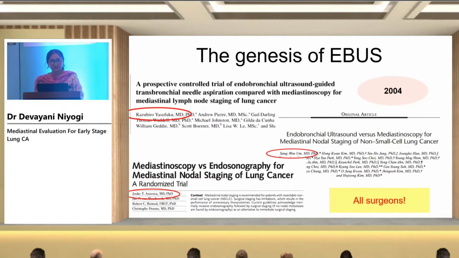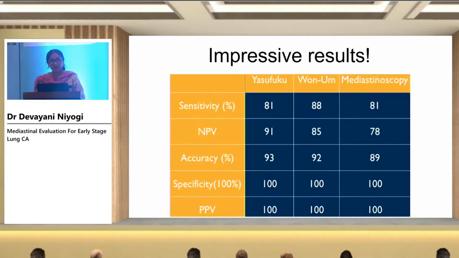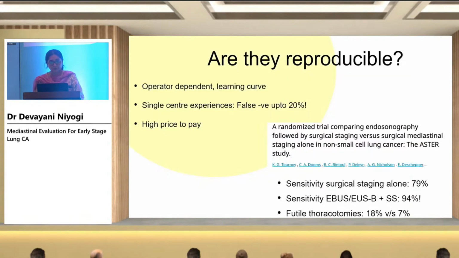So this is the genesis of EBUS. These were the 3 seminal papers that came up on this as early as 2004. And if you see the authors, be it Yasufuku or Annema, all of these were thoracic surgeons. So basically, EBUS, though being an endobronchial procedure, was a thoracic surgeon's brainchild. And the early results from these centers were extremely impressive. If you see the sensitivity and the specificity, they almost approach that of the gold standard, that is mediastinoscopy, and this was way back in 2004.